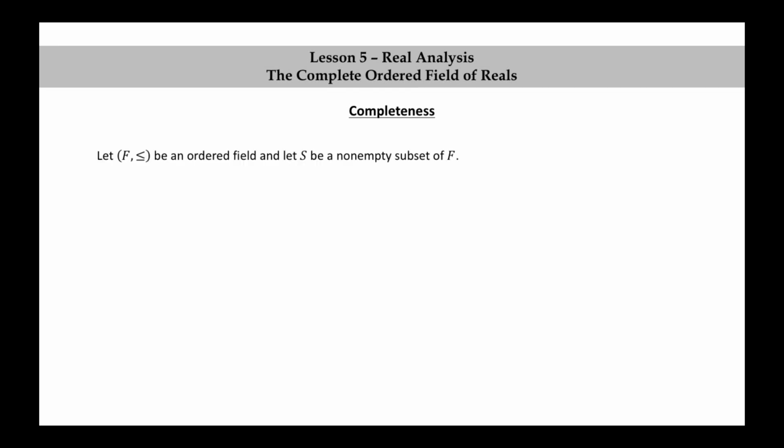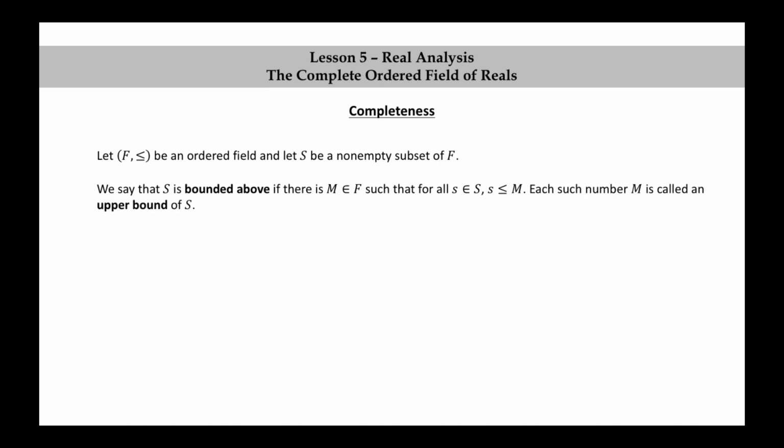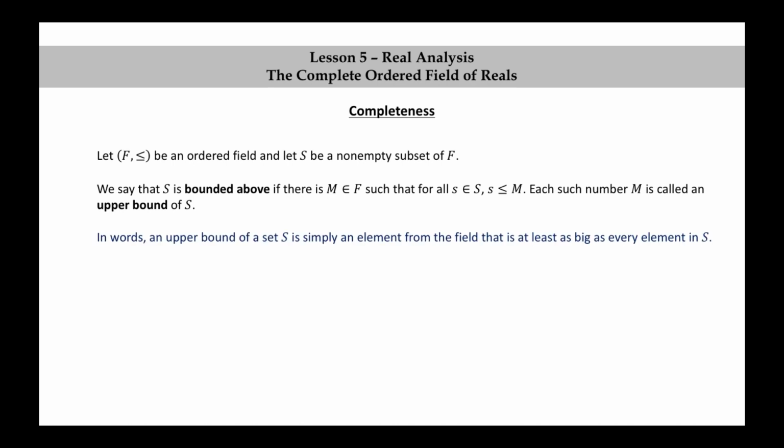Completeness. Let (F, ≤) be an ordered field, and let S be a non-empty subset of F. We say that S is bounded above if there is an element M in F such that for all s in S, s is less than or equal to M. Each such number M is called an upper bound of S. In words, an upper bound of a set S is simply an element from the field that is at least as big as every element in S.